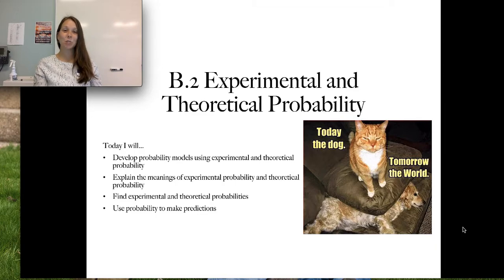All right, ladies and gentlemen, so today we are learning B.2 Experimental and Theoretical Probability. So today we're going to be looking at developing probability models to use experimental and theoretical probability. We're going to explain the meanings of these probabilities, and then we're going to find their probabilities as well. And then we're going to use them to make predictions.